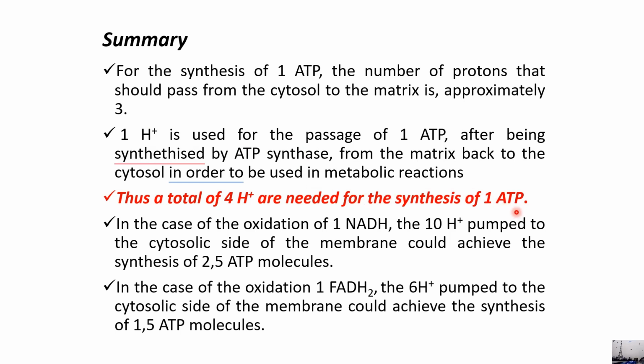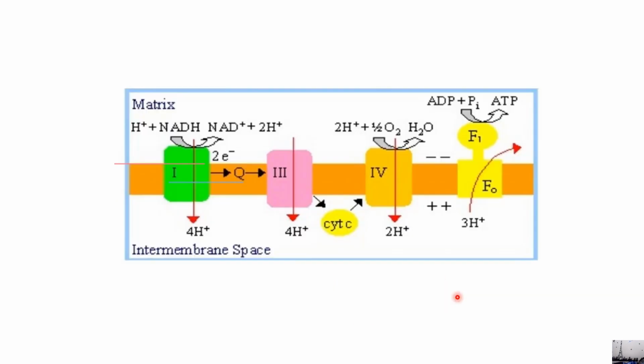So in the case of the oxidation of one NADH, the 10 protons pumped to the cytosolic side of the membrane could achieve the synthesis of 2 to 5 ATP molecules. Then in the case of oxidation of one FADH2, the 6 protons pumped to the cytosolic side of the membrane could achieve the synthesis of 1.5 ATP molecules.